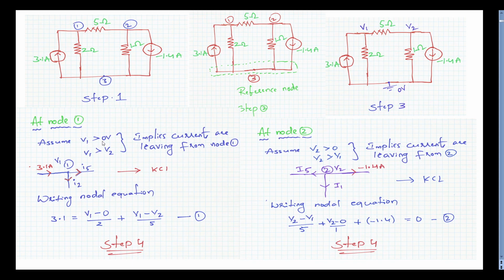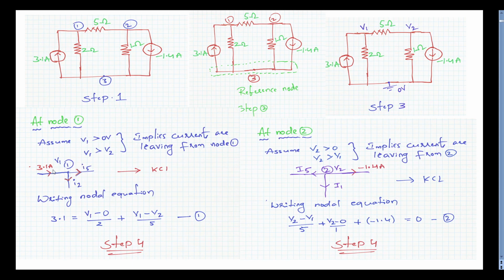Okay, we assume V1 is greater than 0 volts and V1 is greater than V2 volts. So currents are leaving from this node 1. Why? Because current always flows from high potential to low potential. So I have assumed the current through the 2 ohm resistor is I2 and the current through the 5 ohm resistor is I5.